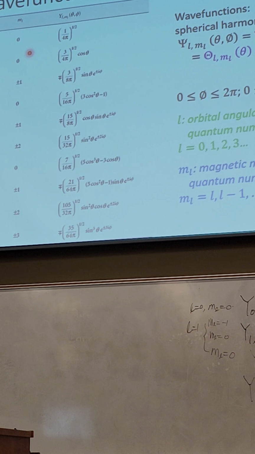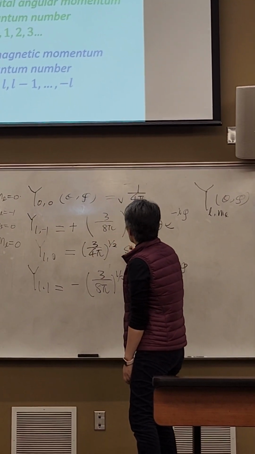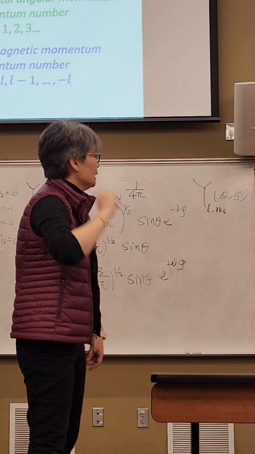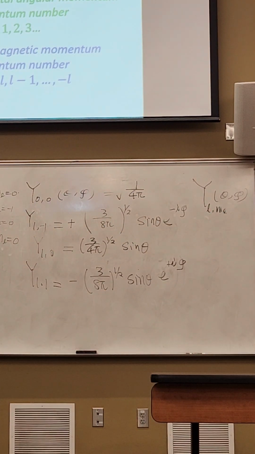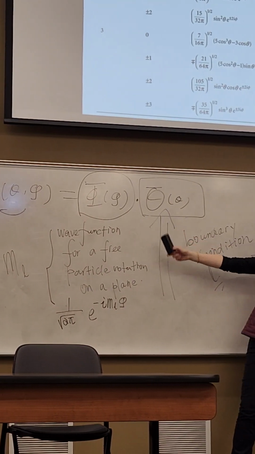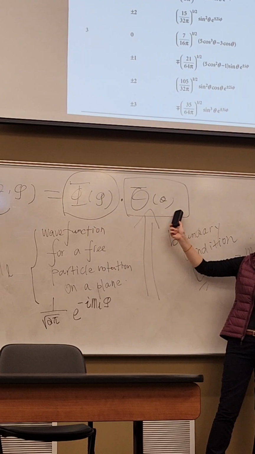Very straightforward. I'm only going to do a couple of them for you. How about 1, 0? Okay, so this is the reason I wrote out the whole thing. The thing I want you to draw attention to is that the particle rotation on the sphere is a product of the particle rotation on the plane and the contribution from the theta component.